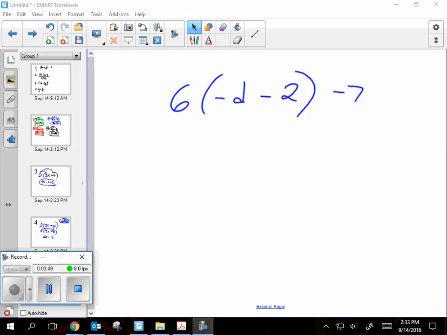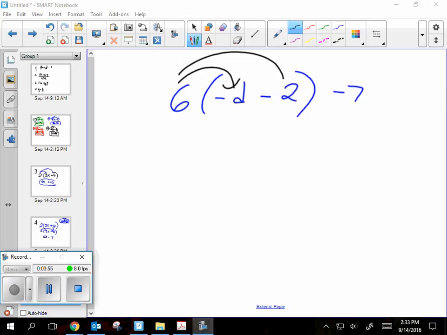All right, he says to distribute 6 to the negative d and the negative 2. You might be right. Hold that thought a second. 6 times the negative d is negative 6d. All right, I'm going to pause for a second. So here we go. 6 times the negative d is negative 6d. 6 times the negative 2 is negative 12. And then I get this negative 7, and I saw some kids leave it like that. Why can't you leave it like that? Yes?